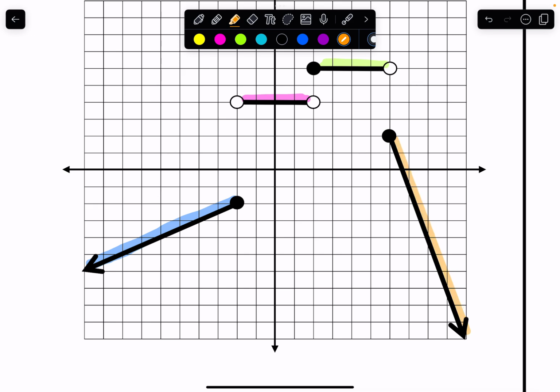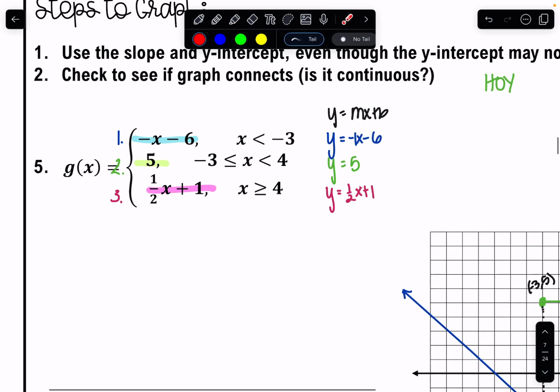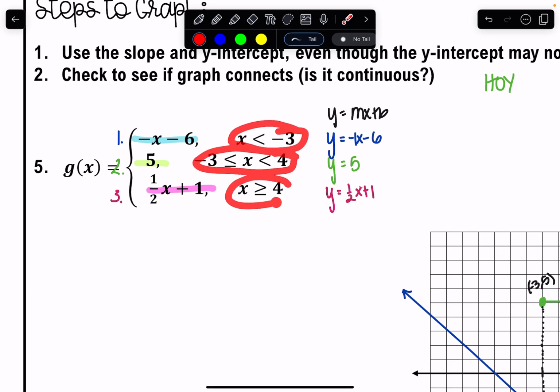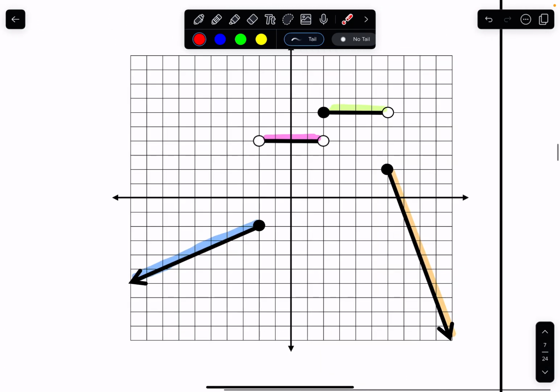All right, so I have blue, pink, green, and orange, and I'm just going to go in that order. I'm working from left to right. It doesn't matter. You can have your functions in any order. It'll just look more correct if you have it going from left to right, because then your restrictions are going to be in order, right? Notice how all my restrictions are in the right order. If you're jumping around, your restrictions are going to look kind of weird.